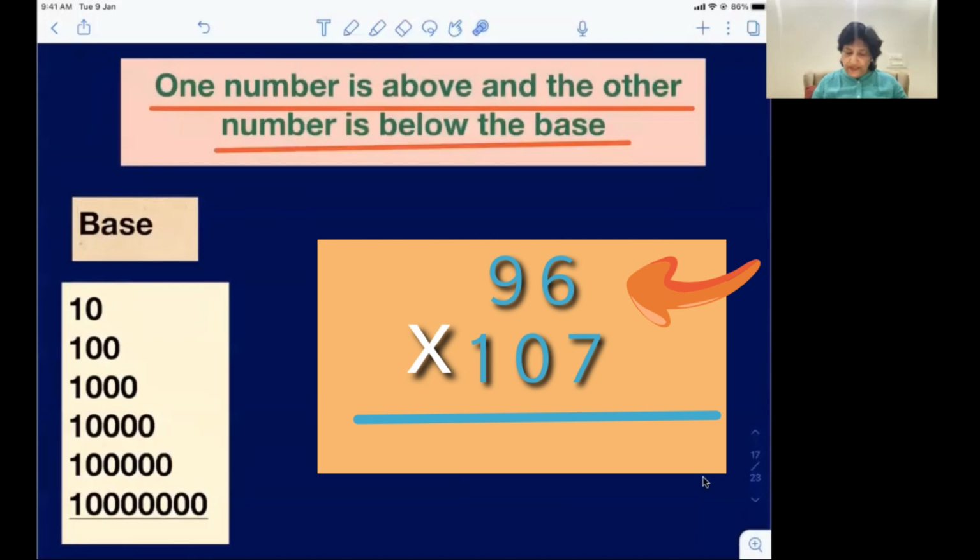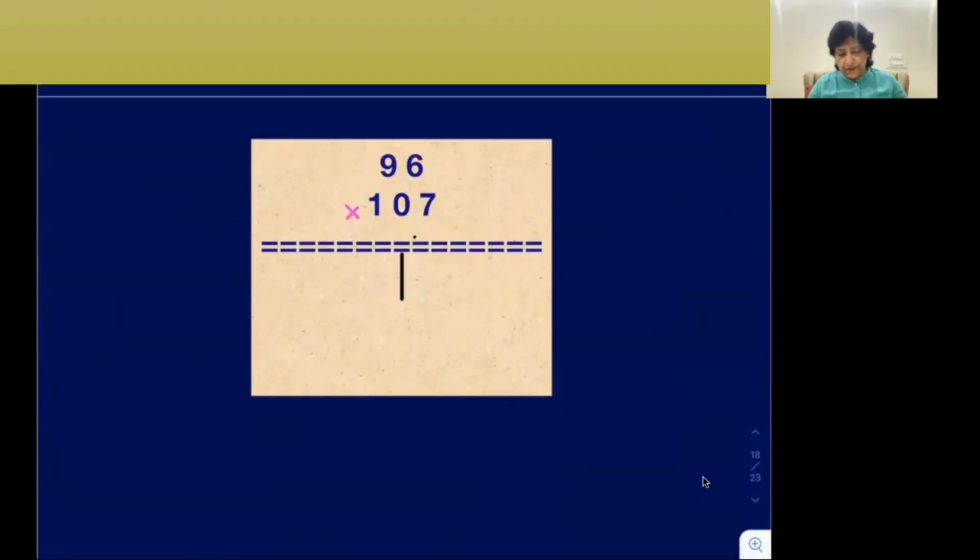Now we take the third example where one number is above the base and the other number is below the base. Now the base for these two numbers is 100. Yes, base is 100. Now, how much is 96 less than the base? So it will be minus, and how much less? 4 less. 107 is more than the base, but how much more? Plus, and how much more? 7 more. So 7 into 4 is 28, but it is minus 28 because plus minus is minus. 7 into 4 is minus 28.